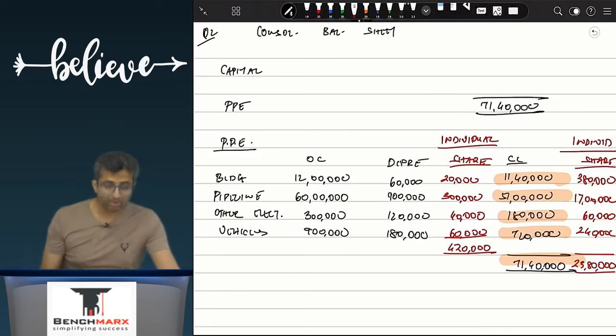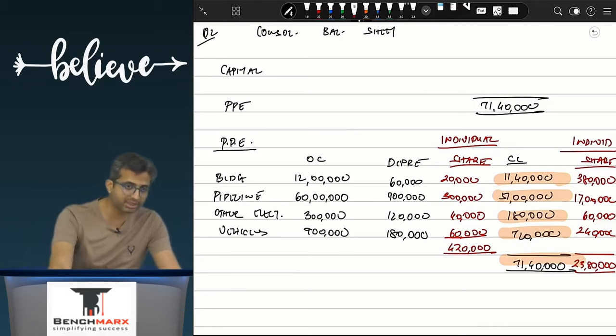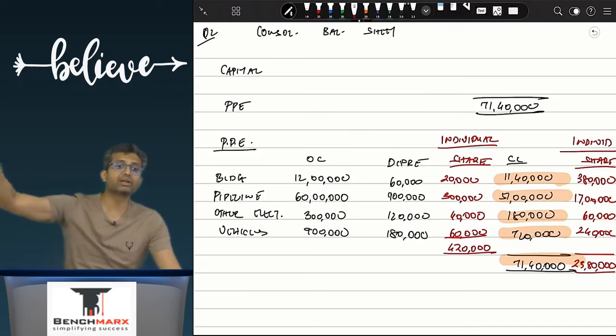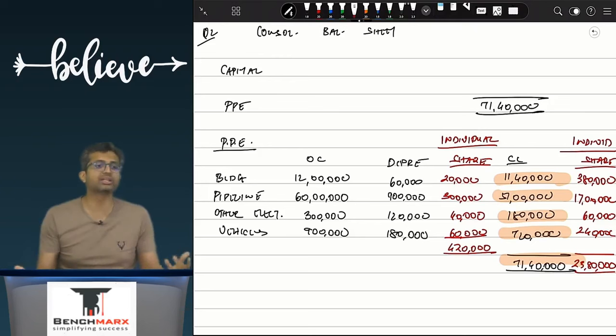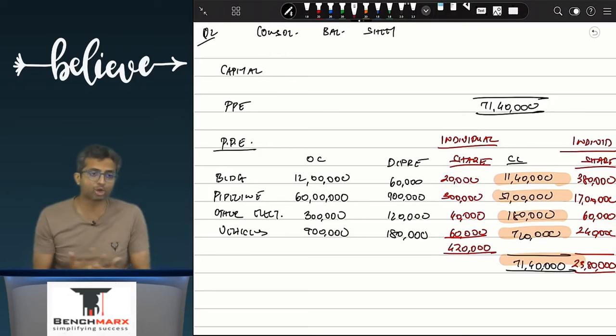Expenses will come at 4,20,000 for depreciation and 6,00,000 divided by 3. That is 2 lakhs for maintenance. End of story. There is nothing else. There is just extract. If you want to show, capital will be shown as a balancing figure. There is nothing else.